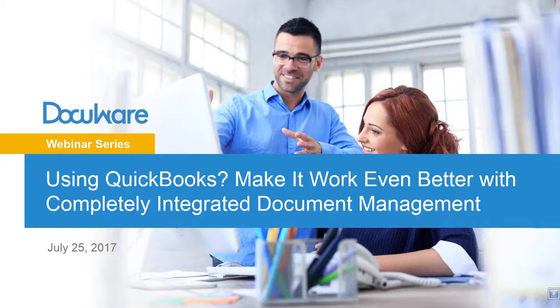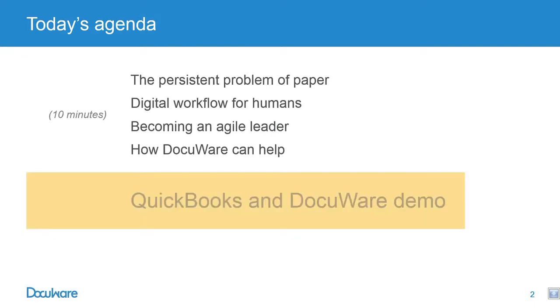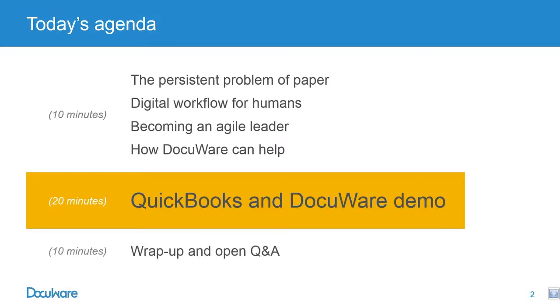Today's agenda is going to include the persistent problem of paper, digital workflow for humans, becoming an agile leader, and how DocuWare can help. And then we'll get into a live product presentation on QuickBooks, utilizing it with DocuWare. And then we're going to do a wrap-up and open question and answer session.